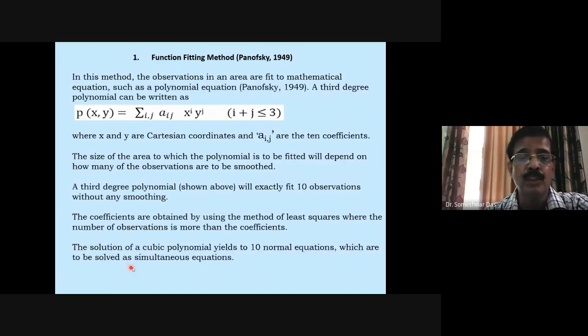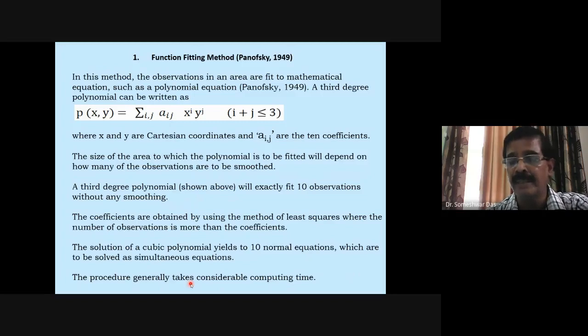The solution of a cubic polynomial leads to 10 normal equations, which are to be solved as simultaneous equations to obtain the data or observations at the grid points. The procedure generally takes considerable computing time. In fact, each part of the model takes considerable computing time, including the data assimilation, physical parameterizations, and so on. So that was the first way of objective analysis.